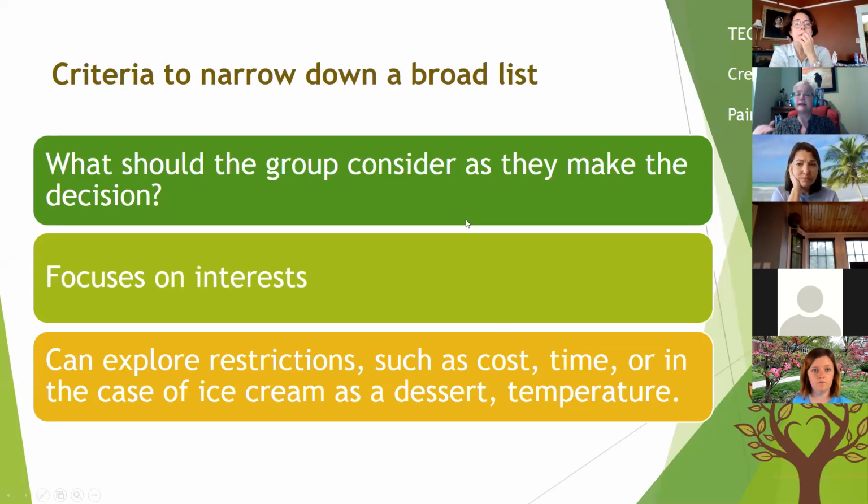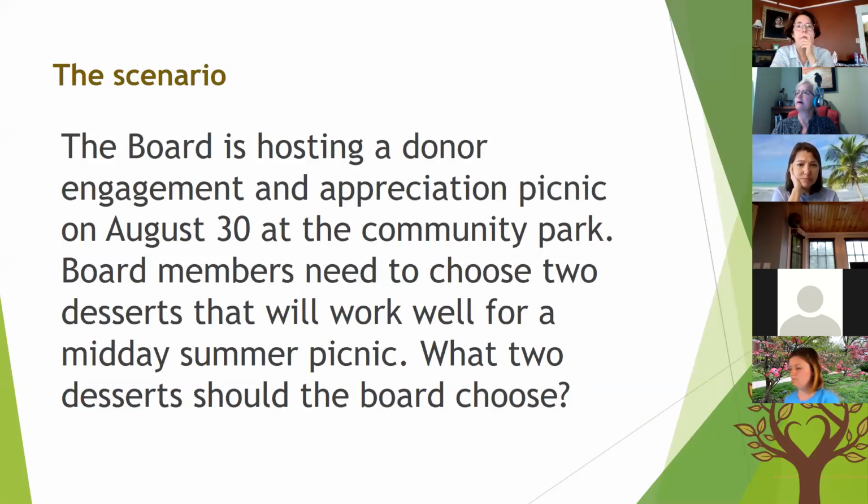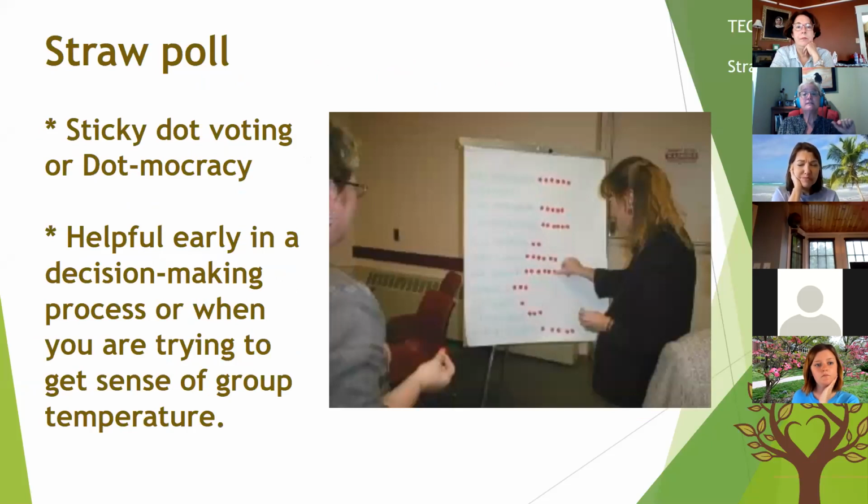So we did creating criteria, we did pairing off. Oh, and I had meant to share the scenario again as we were pairing off so you would remember, but that's okay. We just did our straw poll on the whiteboard. So that is sticky voting. That process is very helpful early in a decision-making process, or when you're trying to get a sense of the group temperature about how they feel about something.